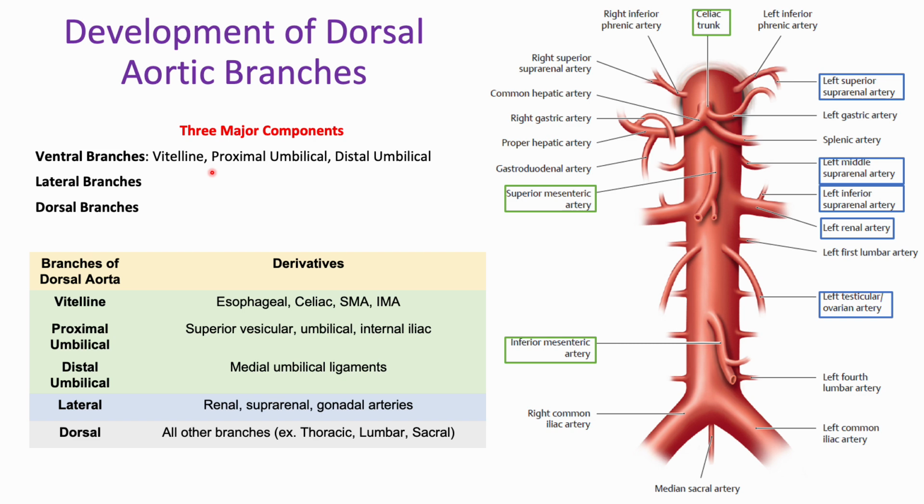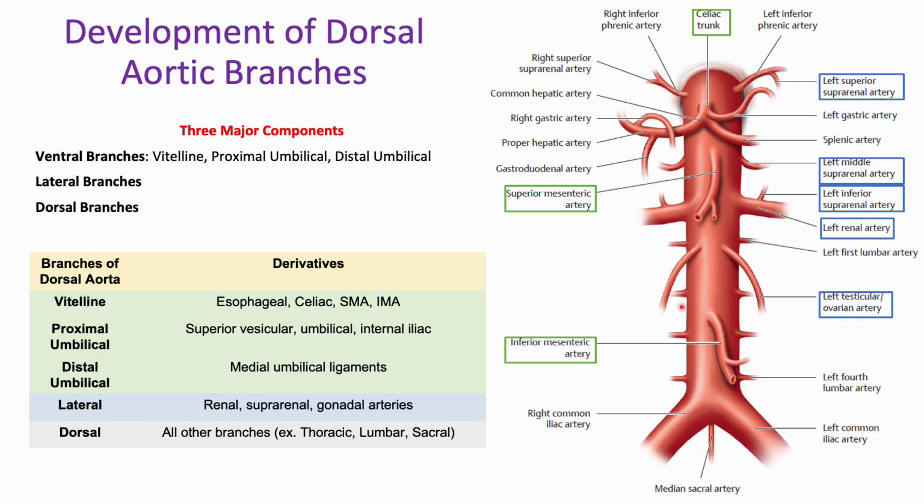The vitelline components is everything that's supplying the GI system. So you have the esophageal branches, your celiac trunk, superior mesenteric artery, inferior mesenteric artery. The proximal umbilical vessel is going to give rise to the superior vesicular vessel in adults, the umbilical artery, and the internal iliac, whereas the distal regions are just going to contribute to the medial umbilical ligaments.